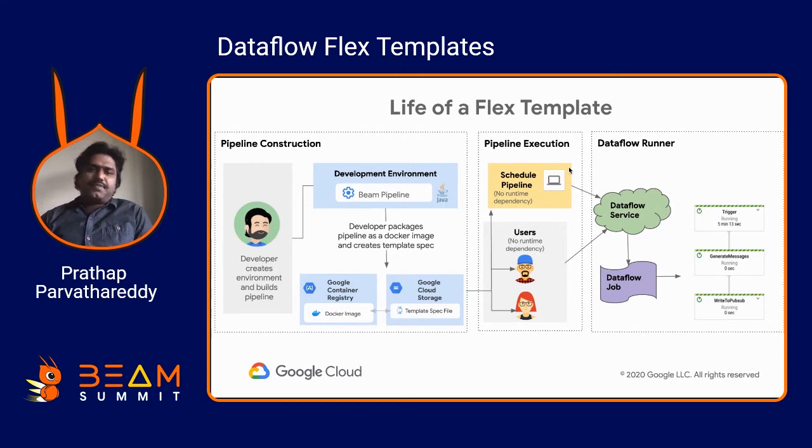The only major difference is in terms of how the pipeline is packaged. In the case of traditional templates, it was packaged as a serialized JSON file on the Google Cloud Storage, whereas in this case, we are packaging the pipeline artifacts as a Docker image, and also we are creating a template spec file, which basically refers to this image and has template metadata like what is the template name, description, and what are the parameters that are required for the user to launch this template. So only the left-hand side, the pipeline construction phase, is what is different from the traditional templates.